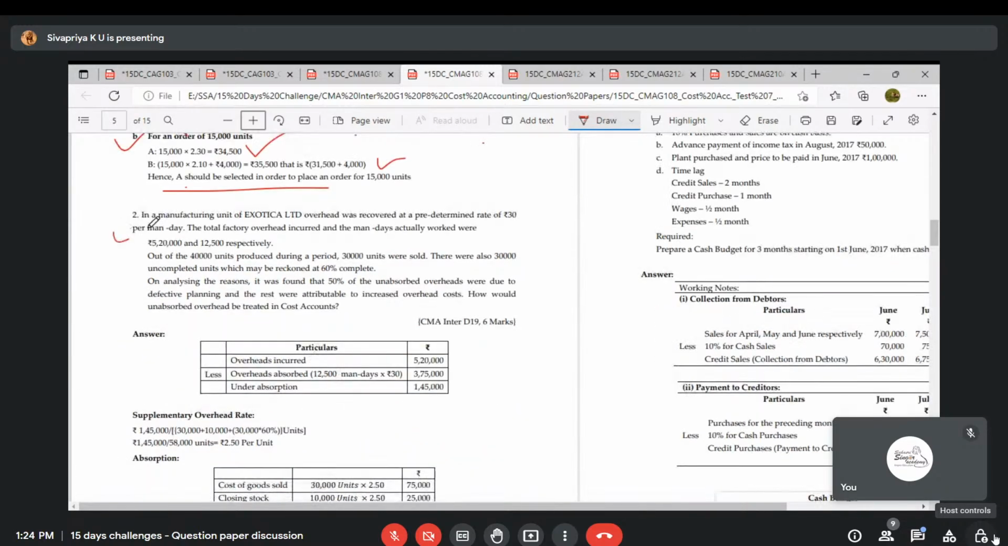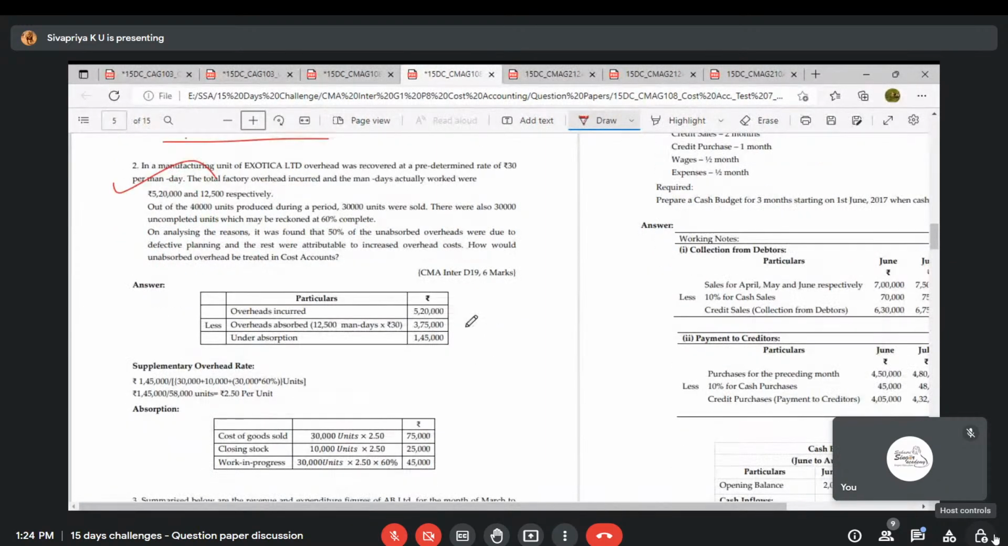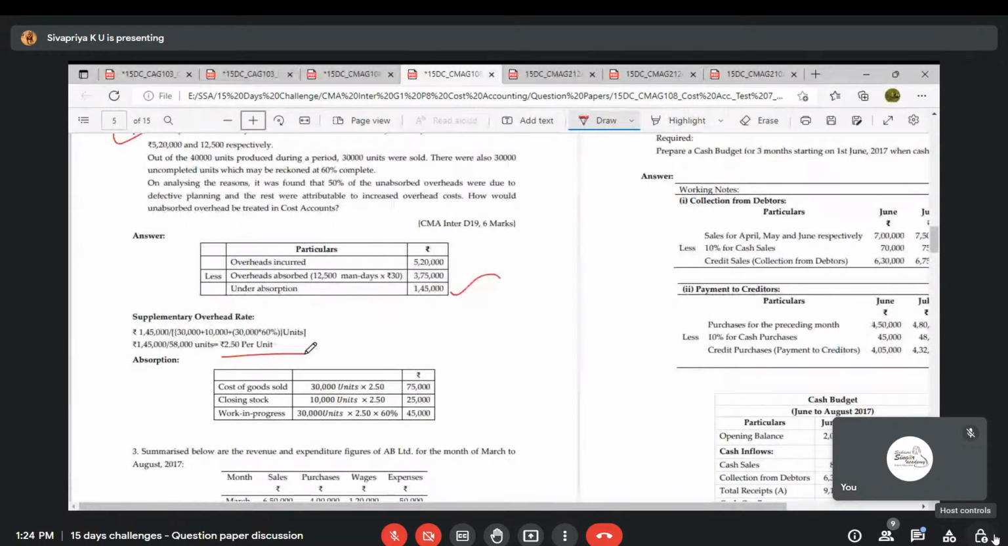Question number 2. So this is with respect to overheads. எப்படி நம்ம costingல calculate பண்ணுவோம்? So under absorption 1,45,000. You have to make a supplementary overhead rate. The answer is 2.50 per unit.